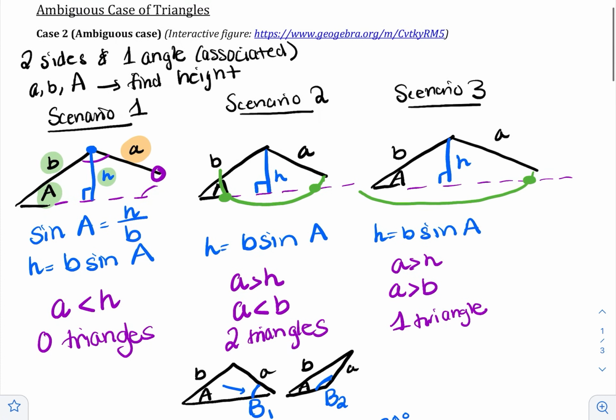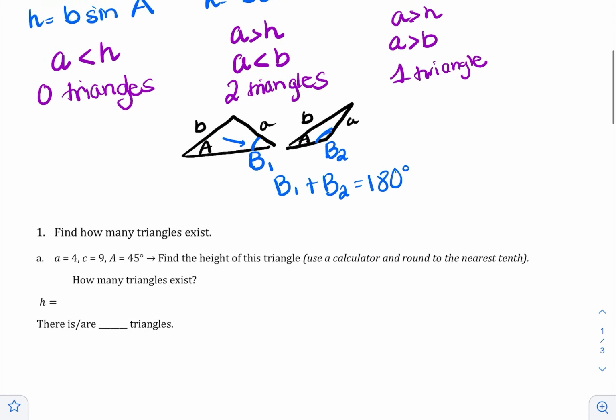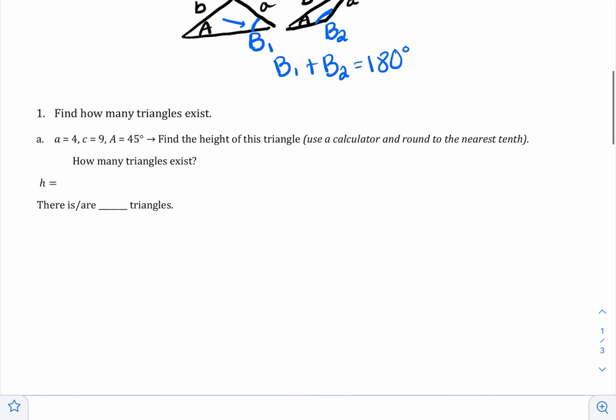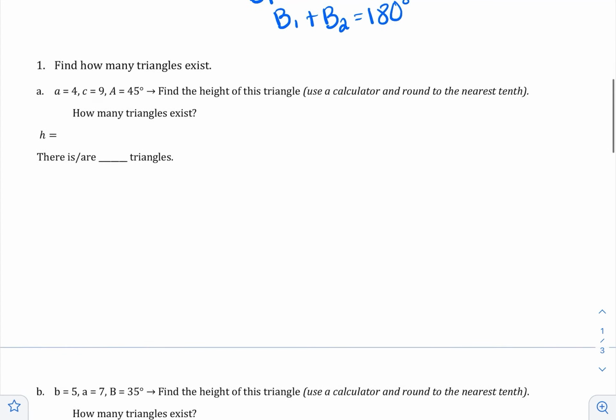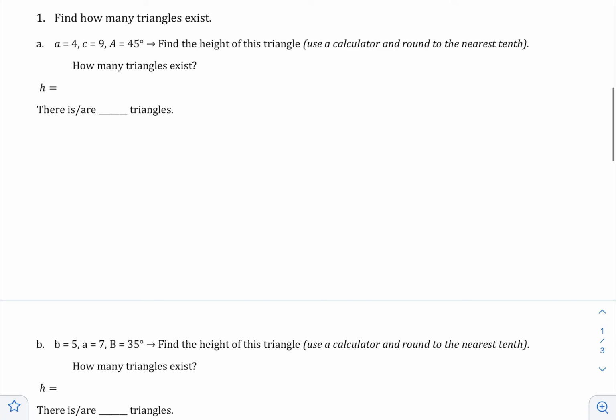Now, as you can see, I have a little link here, this interactive figure, GeoGebra. Really cool. If you click on that, you will see the swinging motion that I'm talking about. So if you're an interactive person and you want to see that motion that I'm discussing about hitting the bottom of the triangle, you can click on that and you can change the values of a, b, and A. Okay, so before we start to solve, let's just try to see how many triangles exist. Anytime you're in the ambiguous case, you will always first figure out how many triangles you have before you solve.